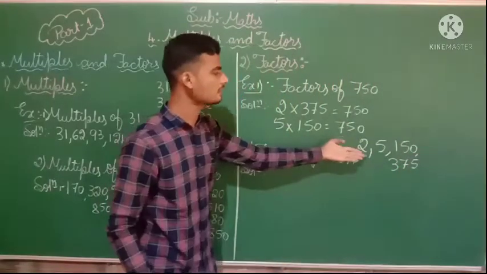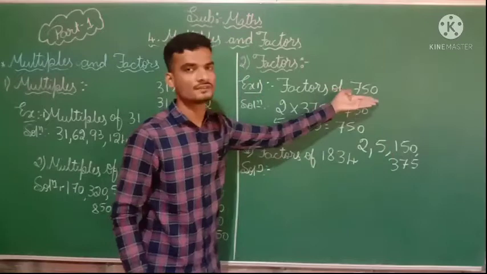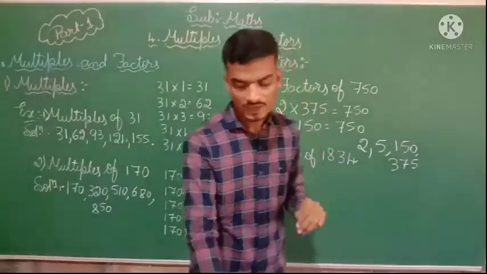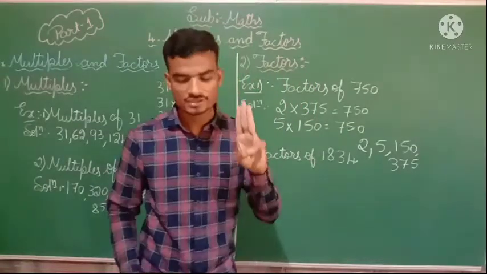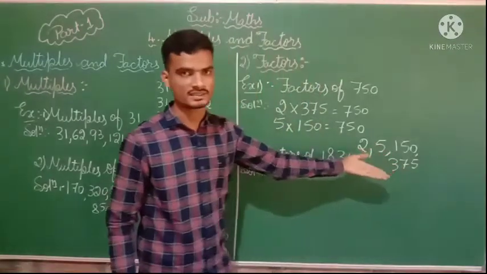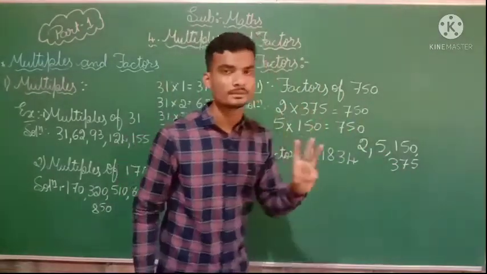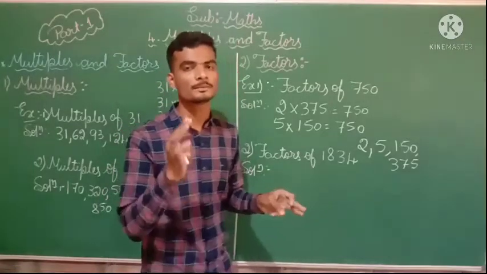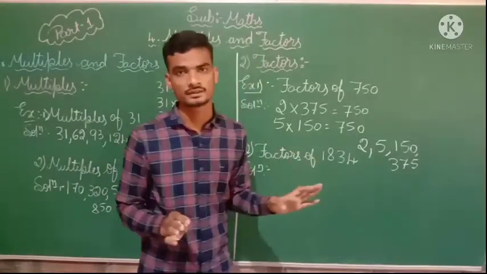375. These are the factors of 750. Okay, we need only 3 factors. They have mentioned to write down 3 factors for each of the following. I have written extra, but no problem if you write extra. But 3 you must write. More than 3 is no problem, but less than 3 you should not write.